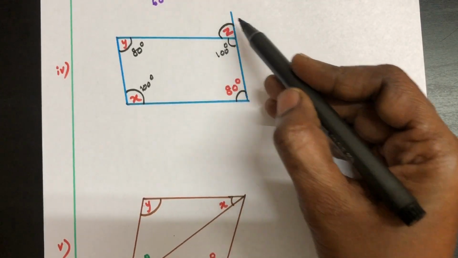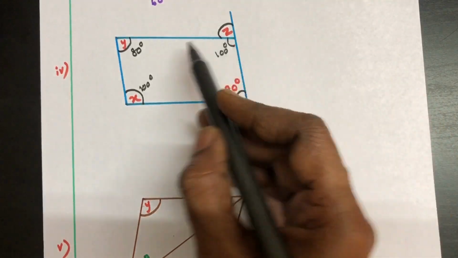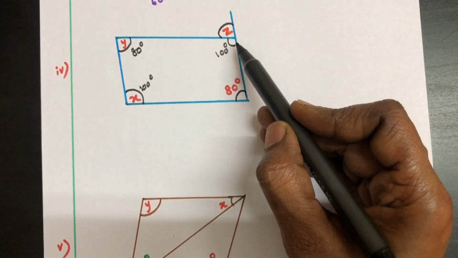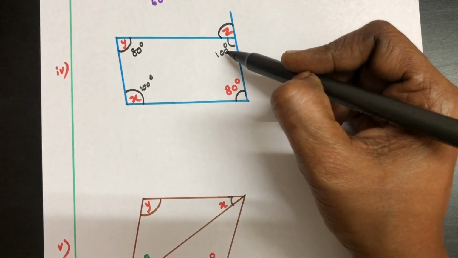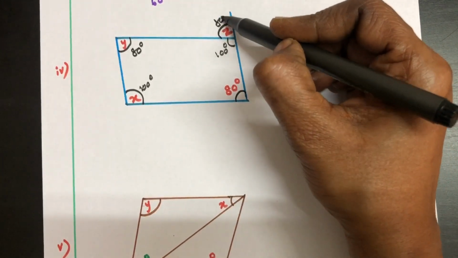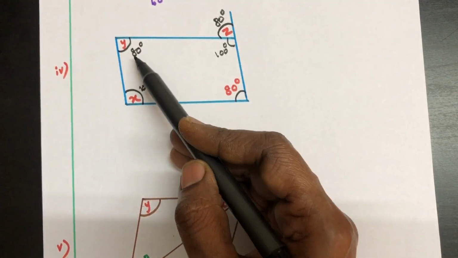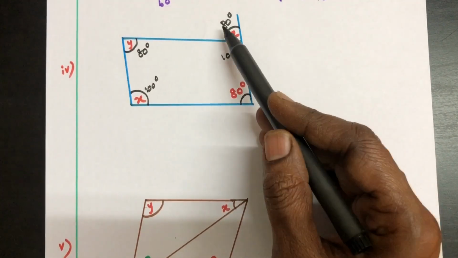What is the exterior angle? This is also a linear pair now. Linear pair means the addition of these two angles sums up to 180 degree. So 100 degree plus 80 degree makes this a linear pair. X equal to 100, Y equal to 80 degree and Z equal to 80 degree.